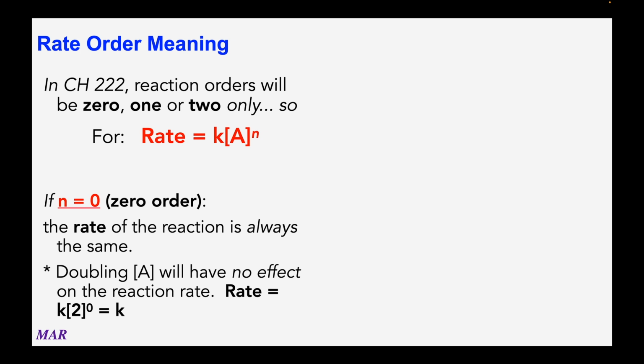If you have a zero order reactant, then anything that you have for A, A to the 0 power, will be just 1, and rate equals K. So let's say you were going to double the concentration of A, but A is a zero order reactant. Well, doubling to the 0 power is 1. Rate is still going to equal K. So if you have a zero order reactant, it doesn't affect the speed of the reaction at all. And we'll come back to that later.